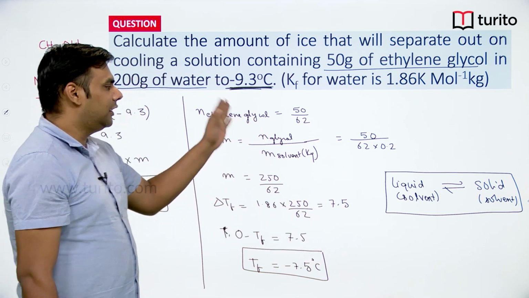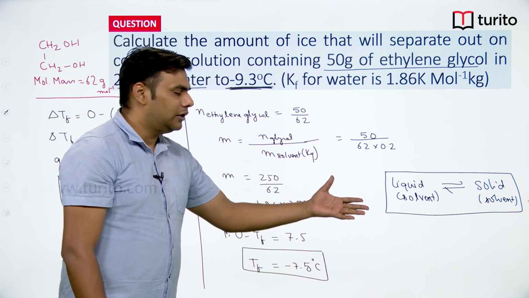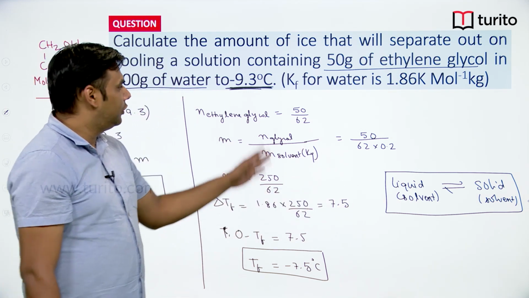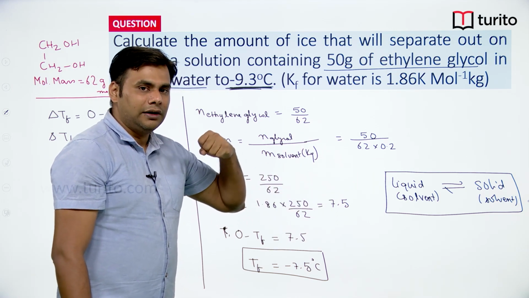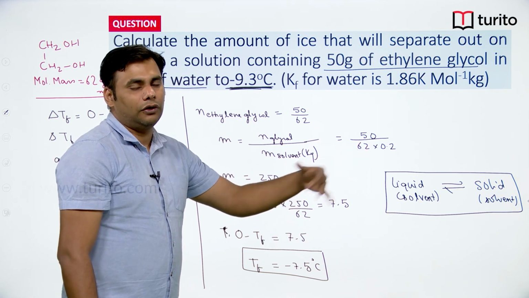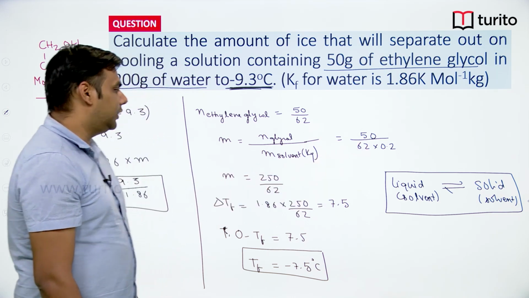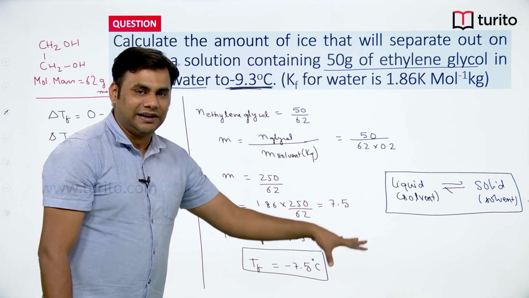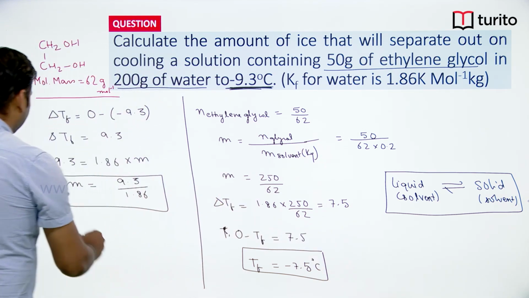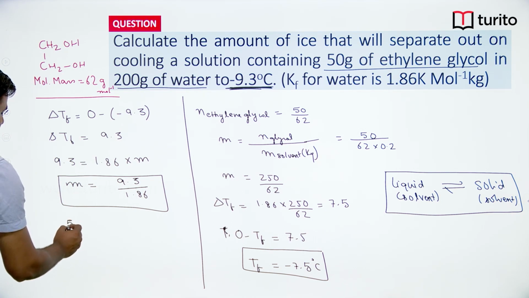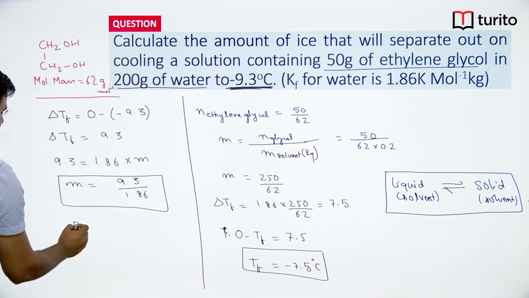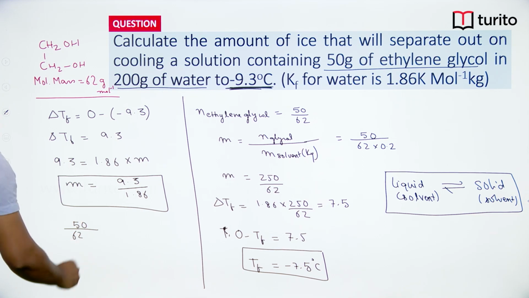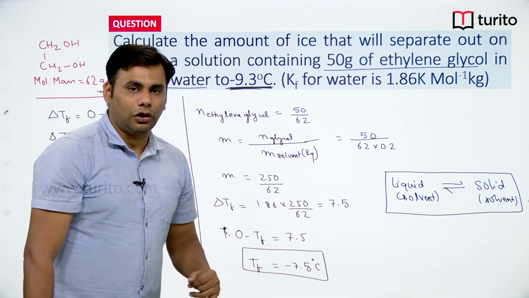At this temperature, first all the solvent will go, then only the solute will go. So at this temperature, there is an equilibrium between the liquid solvent and the solid solvent. Water in the solvent is changing into water ice, and the solute remains in the solution. So the number of moles of solute remains in the solution. Molality is the number of moles of solute, which is 50 upon 62, divided by the mass of solvent in kg.